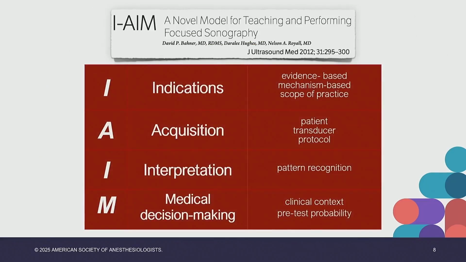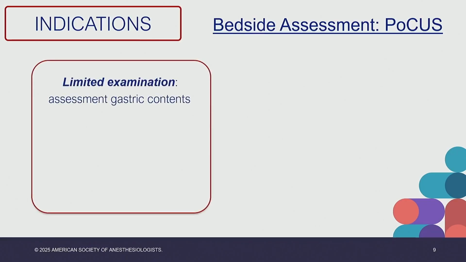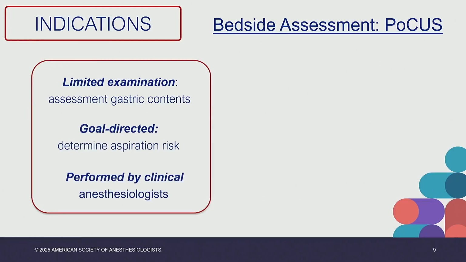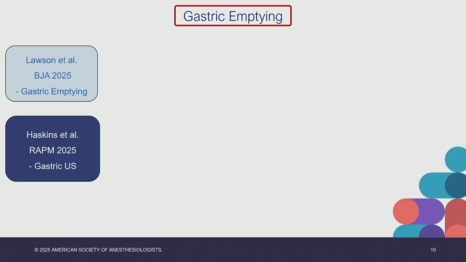We're going to use, as with all point-of-care ultrasound, this frame of reference. I'm going to go one by one. Indications. It's a bedside assessment, a limited examination for gastric content. It's goal directed. We're going to know the assessment of the risk, and it's performed by us clinicians, anesthesiologists. It's for an acute setting when it's questionable, the NPO is unknown, or any condition that can alter gastric emptying. And here is the money. Here's where we want to know this controversial thing about gastric ultrasound, gastric emptying in pregnant women.